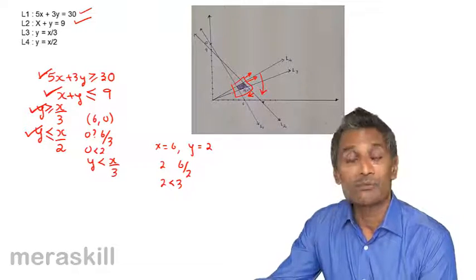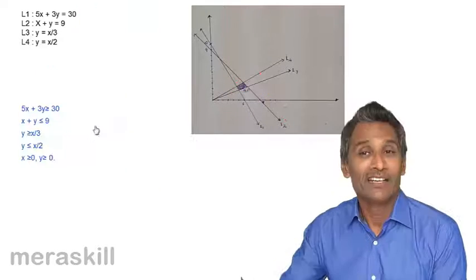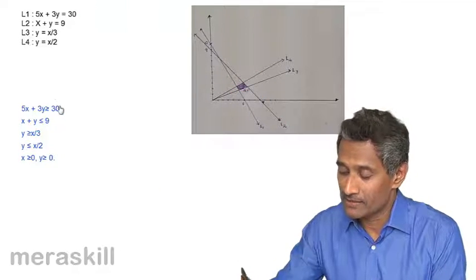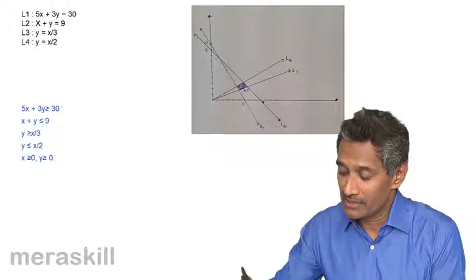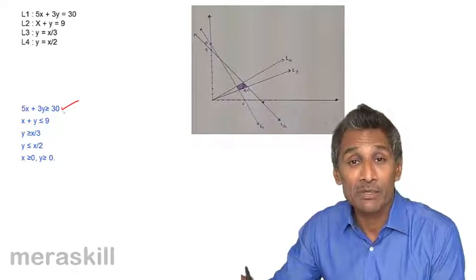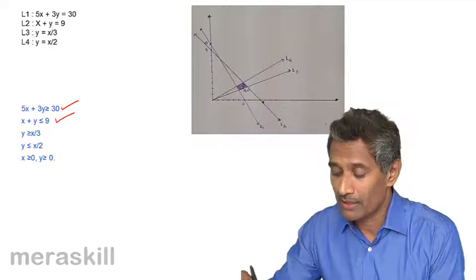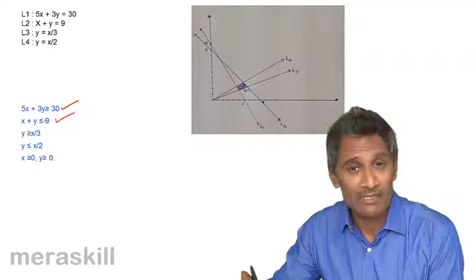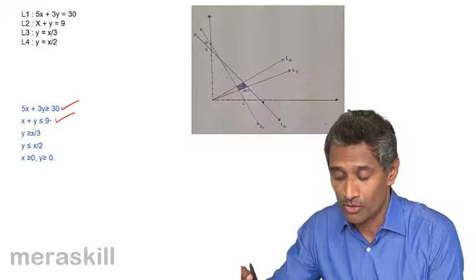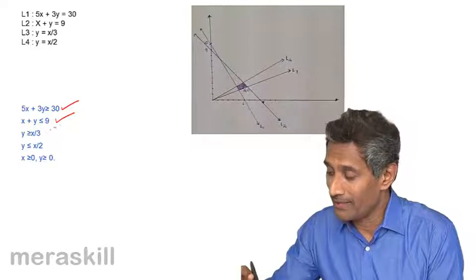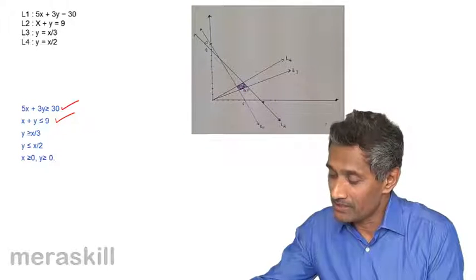Hence, this region is bound by that. So see, here we have the answers. We did the region. We have 5x plus 3y greater than or equal to 30, x plus y less than or equal to 9, because it is in the origin side, this region, and this is in the non-origin side. And of course, we have L3 represented and the region is above it.